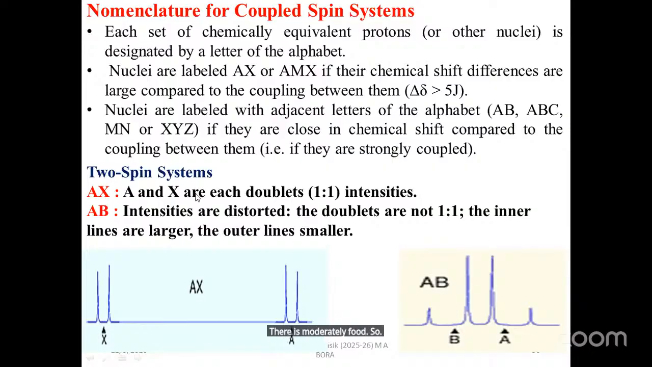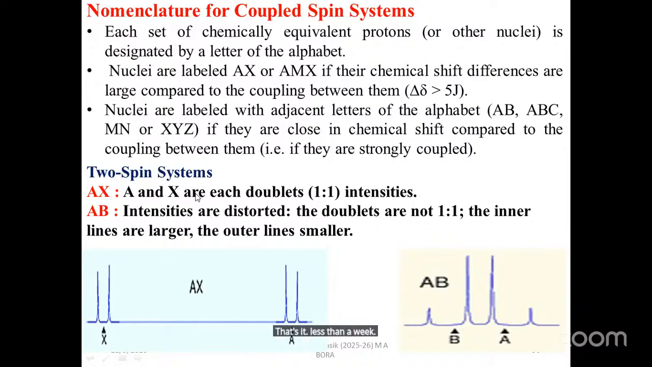So, two protons, if their chemical shift difference is very high, then they will be designated as AX system, and if their chemical shift difference is very less, then they will be designated as AB system. So two protons when coupled with each other, two spin systems will be classified as AX or AB on the basis of whether the chemical shift difference between two coupled protons is very high, then AX, if chemical shift difference is less, then AB.